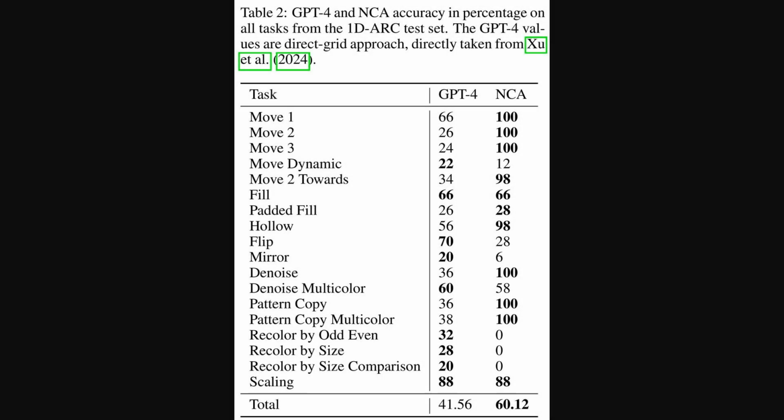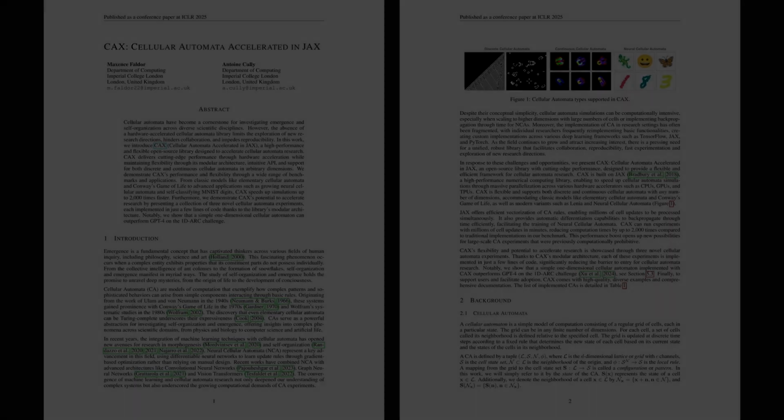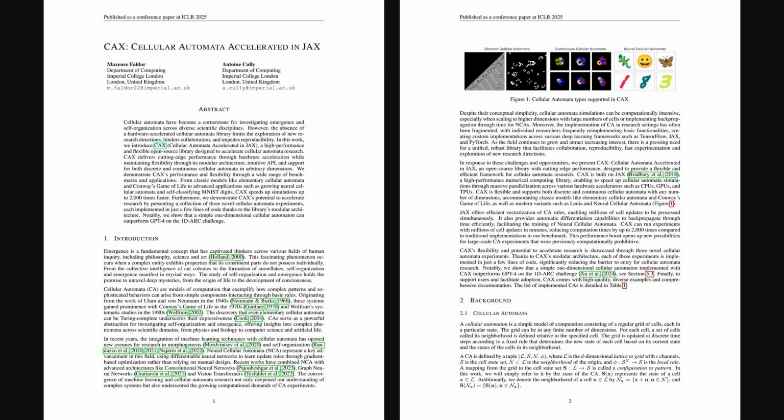Building directly on that 1D NCA experiment, this table breaks down the accuracy comparison with GPT-4 task by task on the 1D-ARC test set. Okay, you can see the specific percentage scores for tasks like move, fill, pattern copy, and others. Notice how the NCA, implemented using CAX, achieves perfect scores on several tasks, especially involving movement and copying, leading to that higher overall total accuracy of 60.12% versus GPT-4's 41.56%. So, that impressive performance against GPT-4 on a specific benchmark really highlights the potential here.